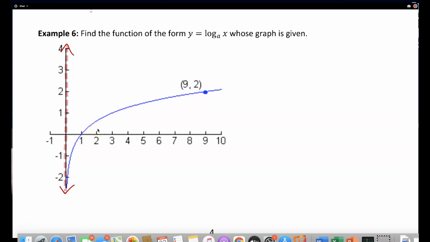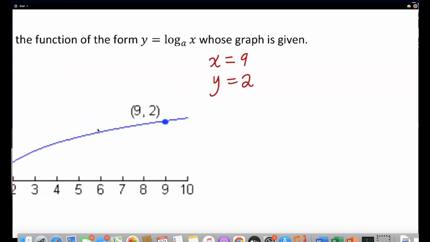Let's find the function of the form y equals log base a of x. So we're going to have to find what that a is, whose graph is given. So we have a graph and they gave us a point on this graph. If a point (9, 2) is on this graph, what we can say is that x is 9 and y is 2. So that's how much we know.